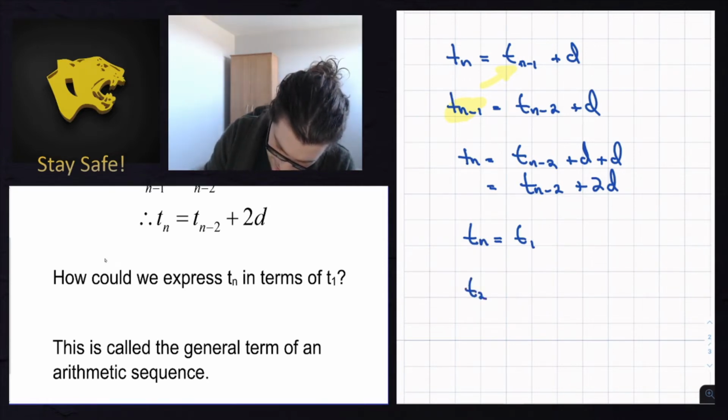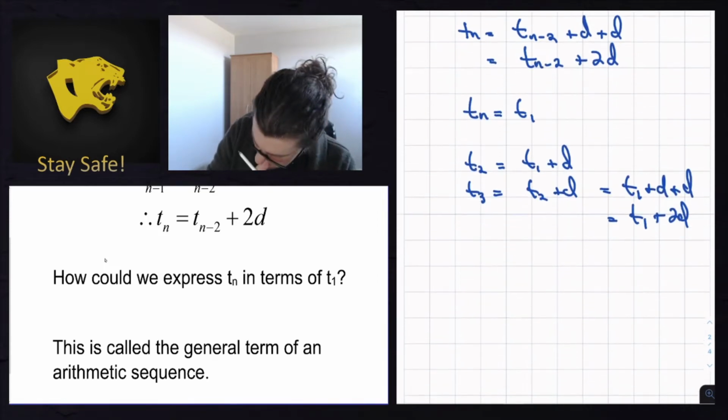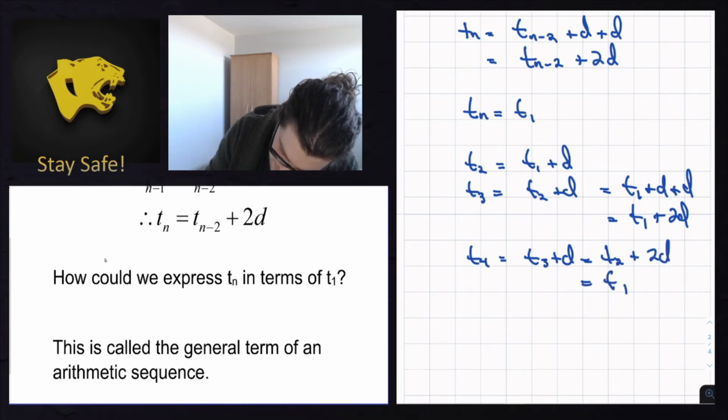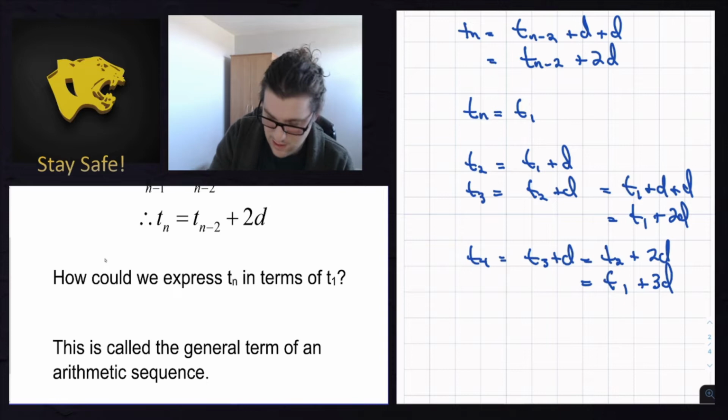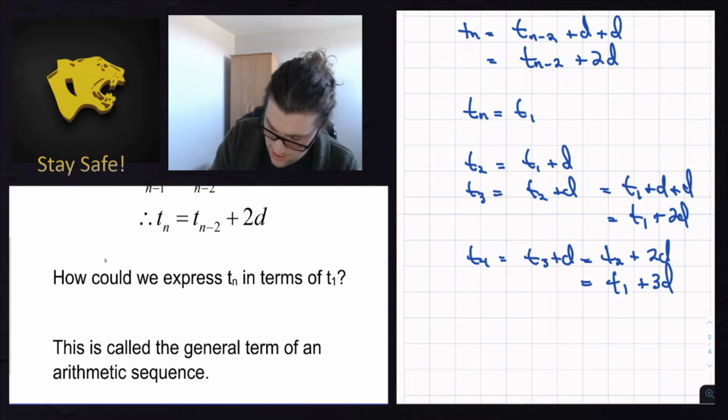So T2 would be equal to T1 plus d. And T3 would be equal to T2 plus d, which is the same thing as T1 plus 2d. So T4 would be equal to T3 plus d, which is equal to T2 plus 2d, which is equal to T1 plus 3d. So you might notice a bit of a pattern here.